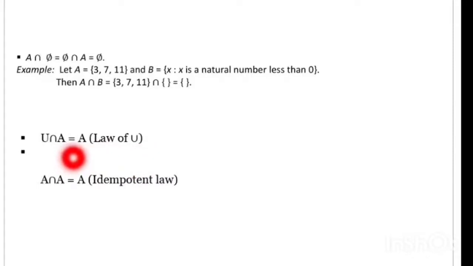The intersection of the universal set with a set A will result in the set A. Again, like union of sets, the intersection of sets also obeys the idempotent law. That is, A intersection A will result in the set A.